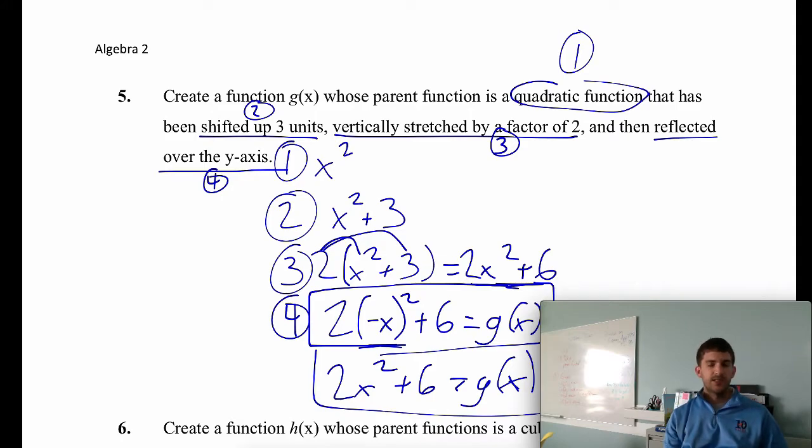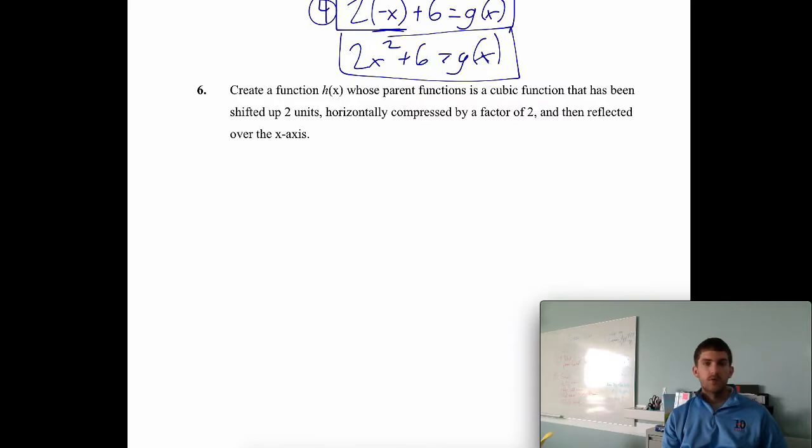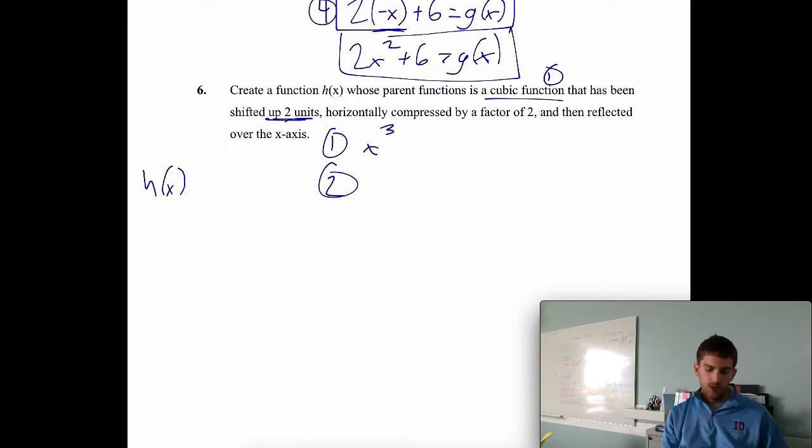I was initially planning on skipping it, but since it didn't take quite as long. We're asked to write a function h of x. So our final answer is going to be h of x. I'm going to write that over here so I don't forget. Its parent function is a cubic function. So let's start with that. That's step 1, we've got a cubic. Step 2, it's been shifted up 2 units. So up 2 units means we're going to add 2 on the end.